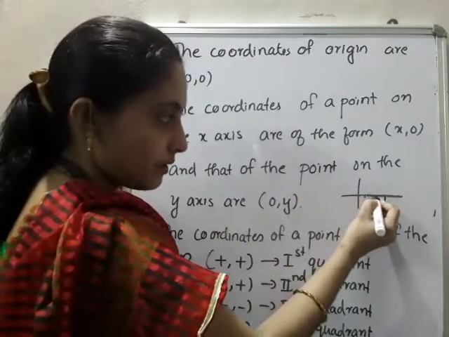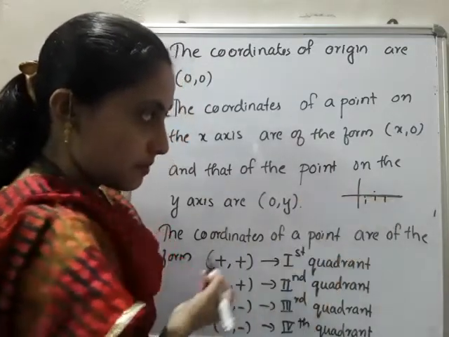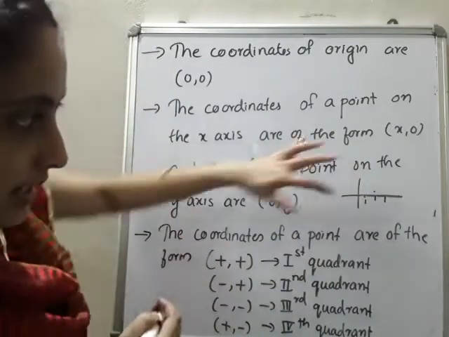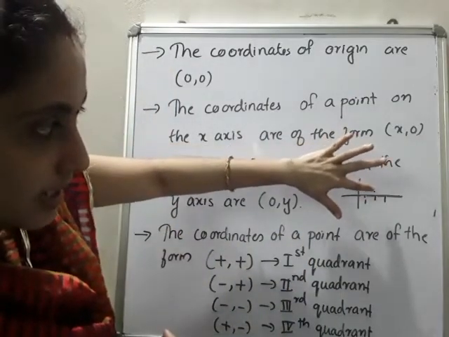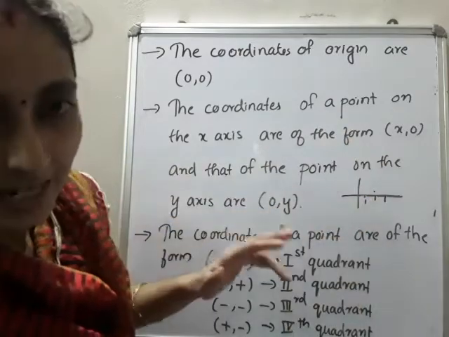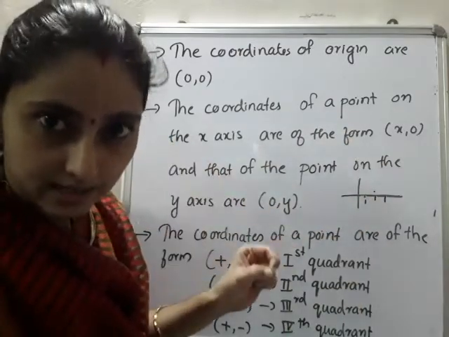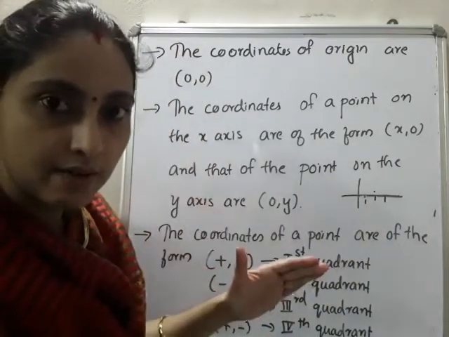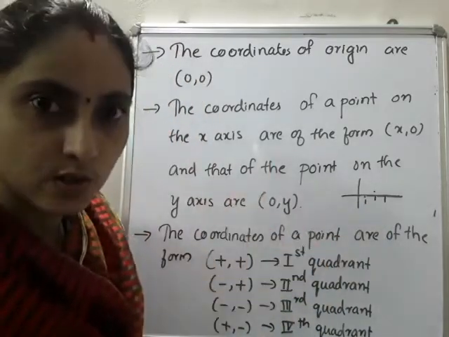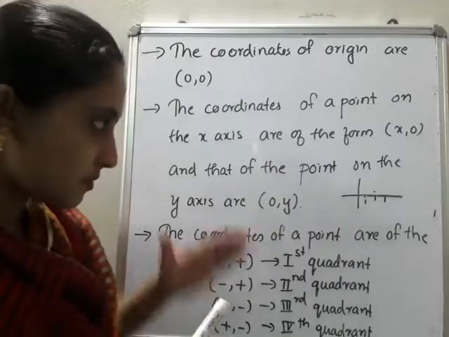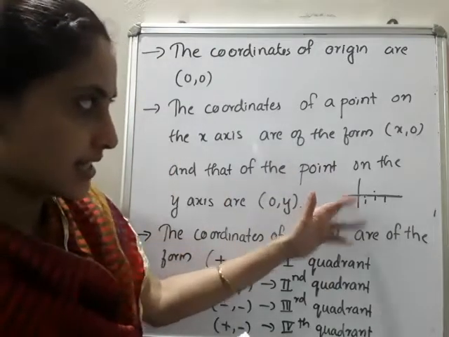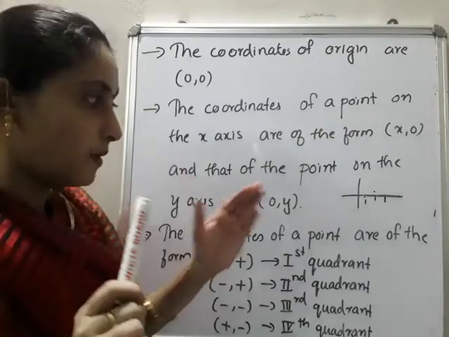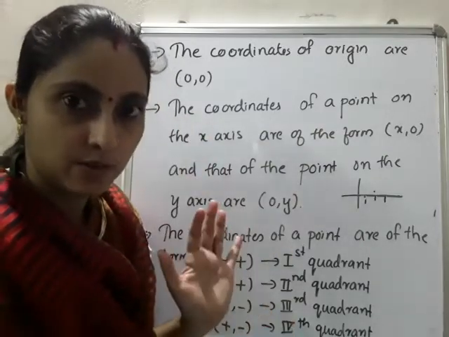Because if you move just like this, or lift the line, this point will come. That represents the distance from the x-axis. Some distance is there, but on the x-axis itself the y coordinate will always be 0. That you have to keep in your mind. When the point is on the x-axis, its y coordinate is 0.